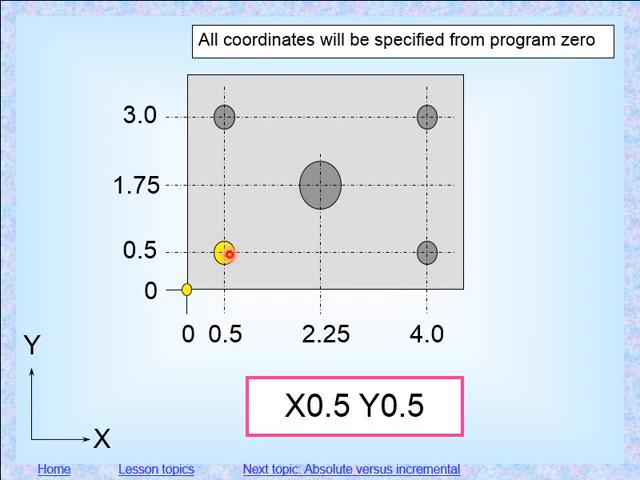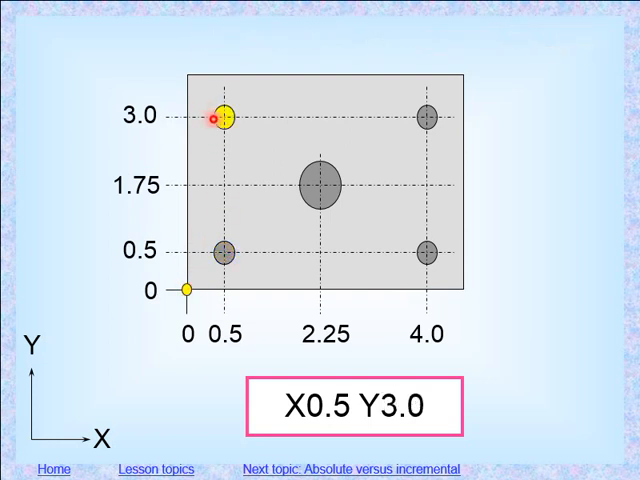This way, our first point would be 0.5, 0.5, both positive. Hole 2 would be 0.5 by 3 inches. Center point would be 2 1/4 by 1.75. So you can see here and here, and so on and so forth throughout the part here.